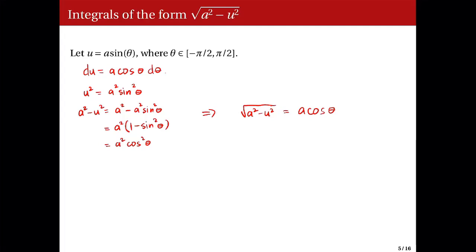So from the square root of a squared minus u squared, when you do your substitution like this, you'll just get a cosine theta after doing this square root of a squared minus u squared. And then you will be able to convert the integrals into trigonometric integrals. Let's practice this.